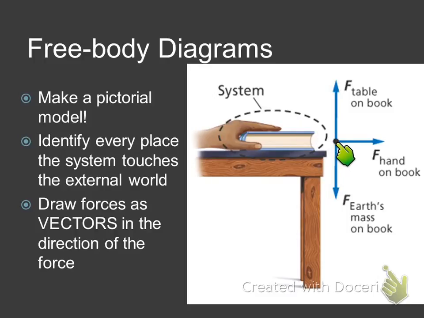Since our object is not accelerating in the vertical direction, what does that mean about these two forces? What do you think? They're equal to each other, right? Our book is not moving in the vertical direction at all. So that means the normal force here, or the force of the table on the book, which we would just relabel as the normal force, and the Earth's mass, we just called the force due to gravity. Those two would be equal to each other, right? Since there's no acceleration in the vertical direction, we see that it's equal.